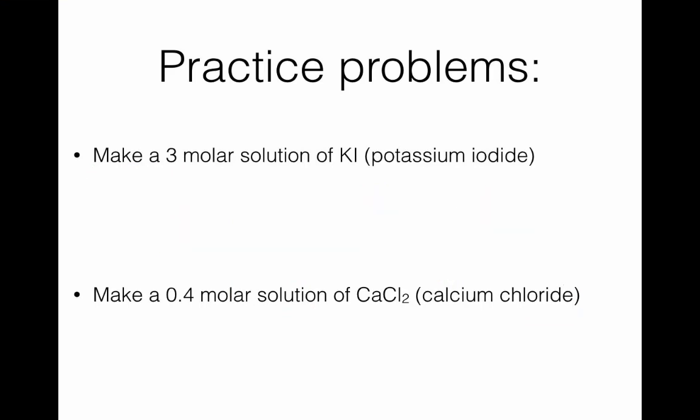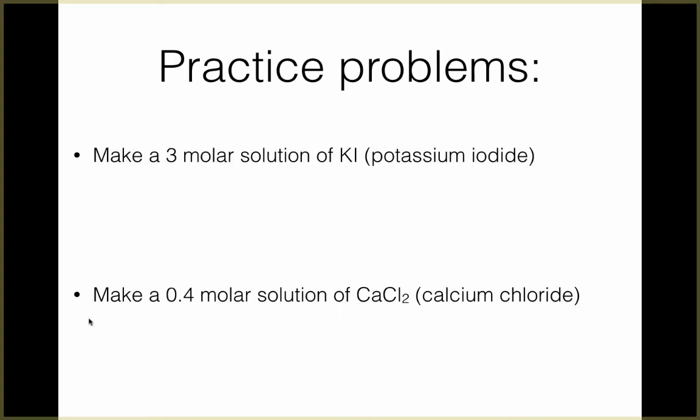Let's do problem 2. Make a 0.4 molar solution of calcium chloride. So first I would have to look up the mass of calcium. Mass of calcium is 40. And the mass of chlorine equals 35. Now, when I do calcium chloride, I have one calcium, because remember there's a little 1 right there that they never draw. And then chlorine, I have 2 of those in every one of these calcium chloride compounds. So I'm going to have to take that 35 and multiply it by 2, and so that's going to equal 70.